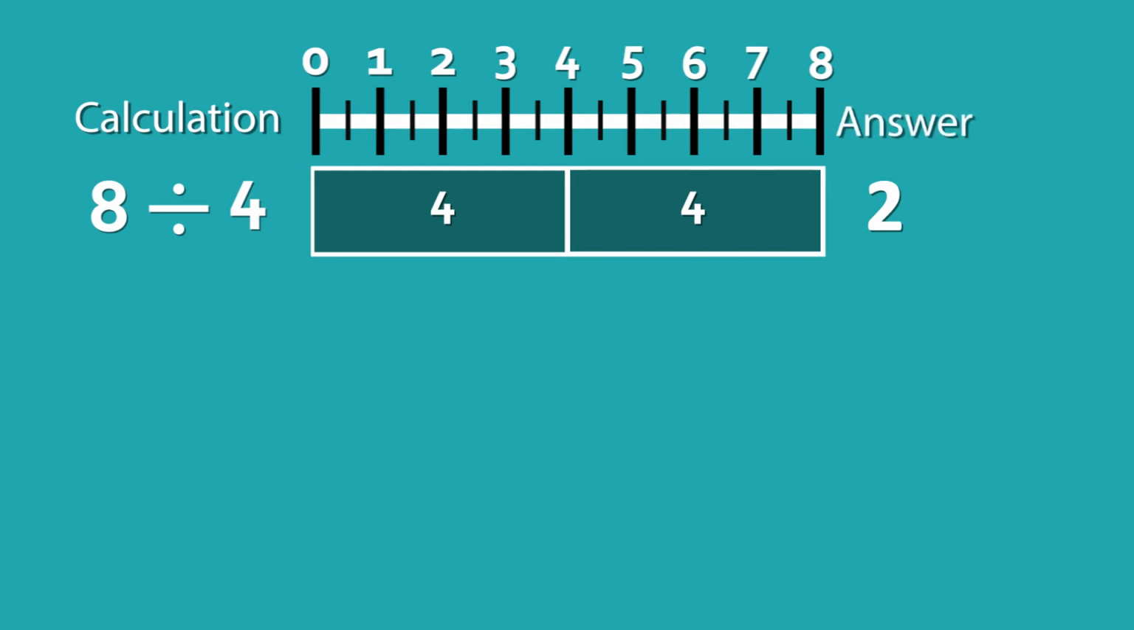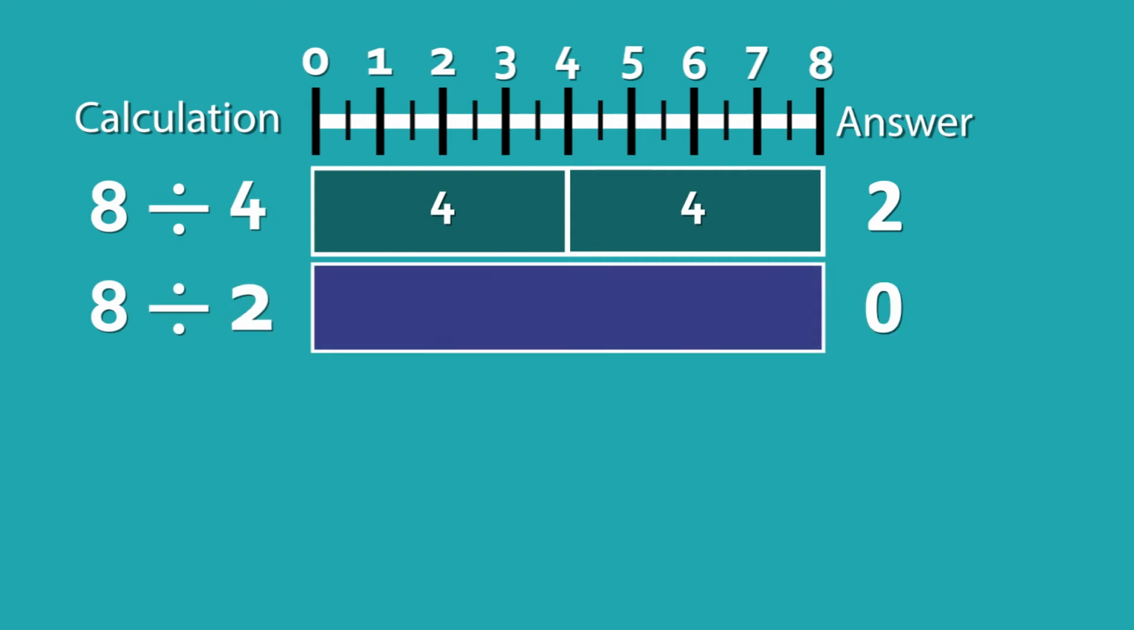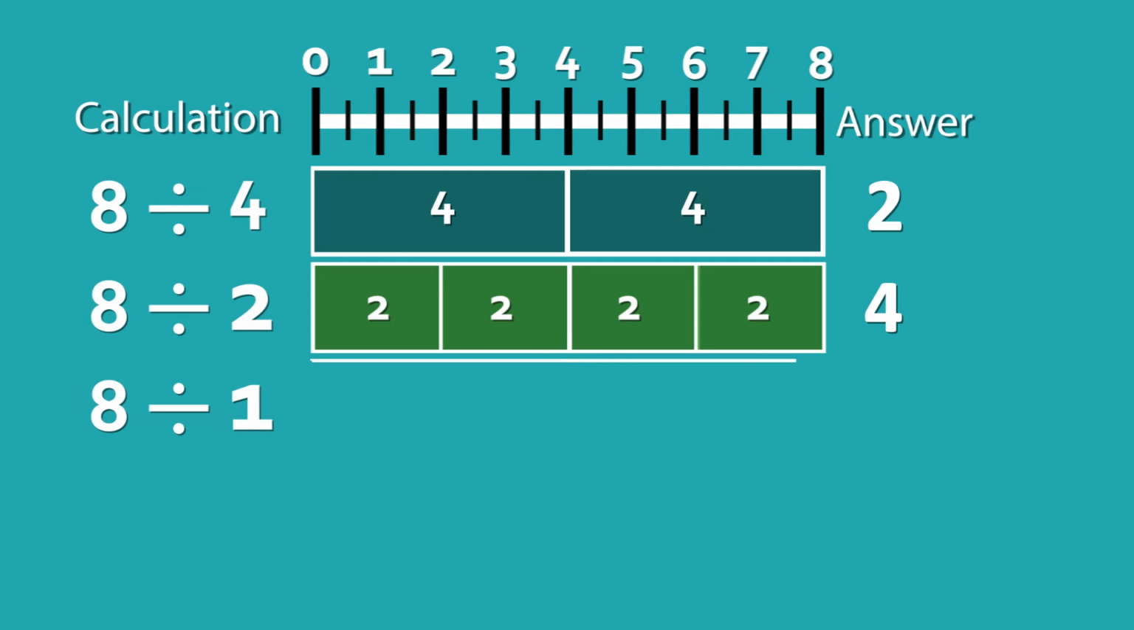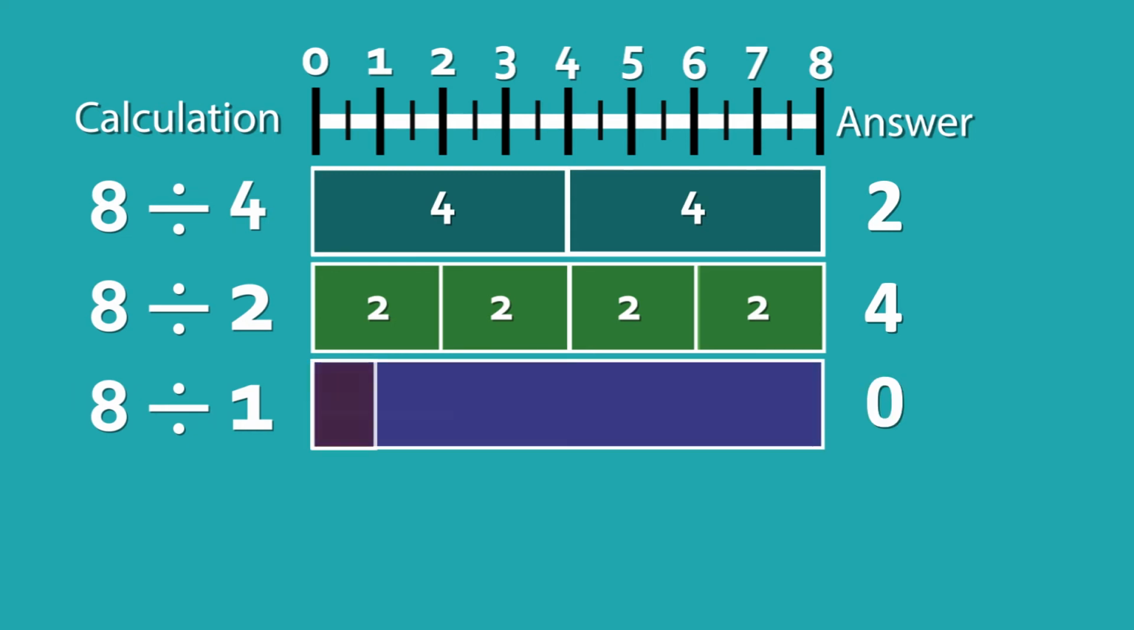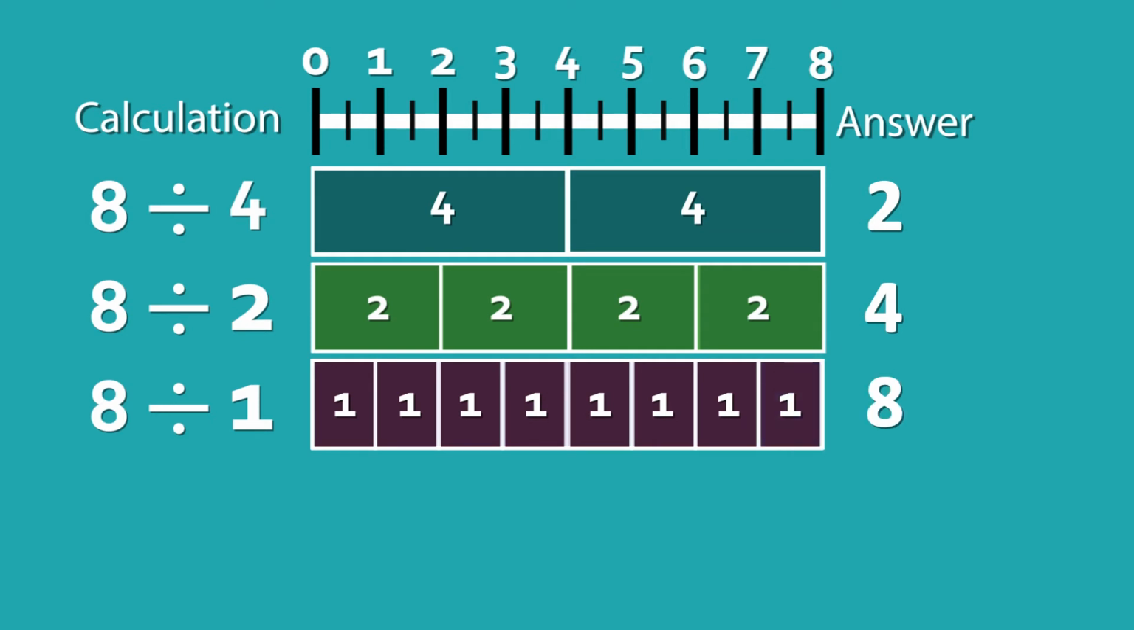Now moving to another example of dividing 8 by 2, how many times does 2 go into 8? 1, 2, 3, 4. Therefore, 8 divided by 2 is 4. Now, we haven't looked at any fractions yet, but you might be able to see where this is going. When we divide 8 by 1, how many times does 1 go into 8? Well, 1 time, 2 times, 3 times, 4 times, 5, 6, 7, 8 times. Therefore, 8 divided by 1 is 8.